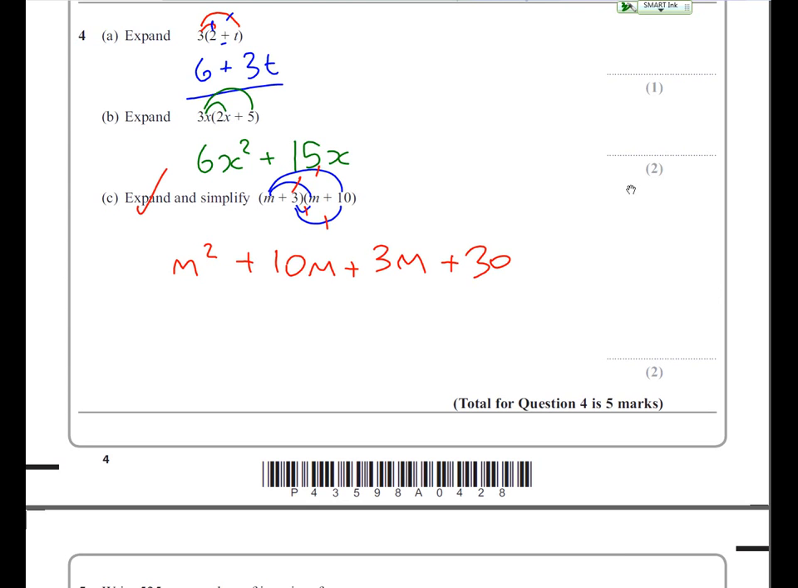Now you have to simplify. So you simplify the middle bit if you've done it in the right order. And 10m plus 3m is 13m. So that's your answer. That's simplified. Okay. Algebra done.